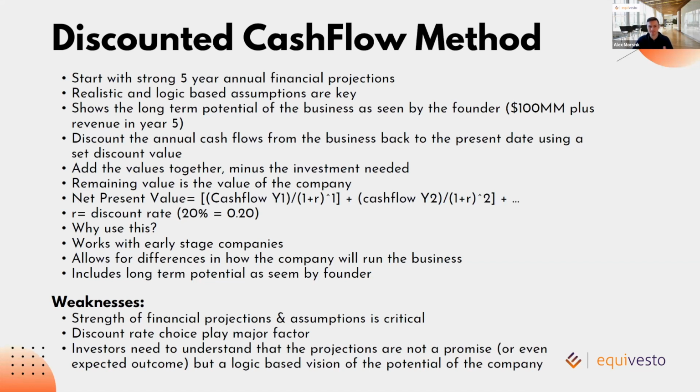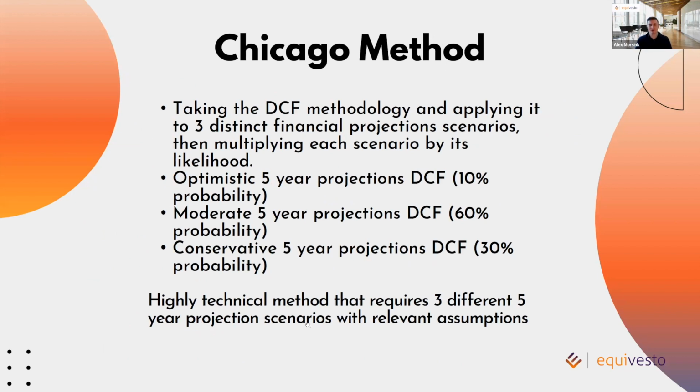And then another scenario, called the Chicago method, takes that discounted cash flow methodology and applies it to 3 distinct financial projection scenarios. So you would create an optimistic 5-year projection, a moderate 5-year projection, and a conservative 5-year projection. And then you would multiply them by their percentage probability and add that together. The Chicago method is effective, but it's highly technical. You have to be able to create 3 different sets of 5-year projections, understand the differences, and understand the weighting of each. So it is a bit more challenging to use and is a bit more financially technical.